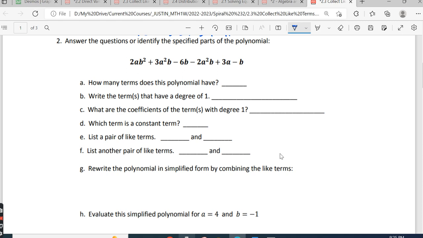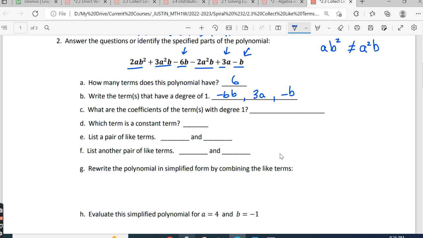Okay, question 2. This one's a little trickier. The hint I'll give you is that AB squared is not the same thing as saying A squared B. So pay attention to where the degrees are. How many terms does this polynomial have? 1, 2, 3, 4, 5, 6. Write the terms that have a degree of 1. Technically this one, negative 6b, this one, 3a, and this one, negative b. That's it, because all the other ones have a 2.